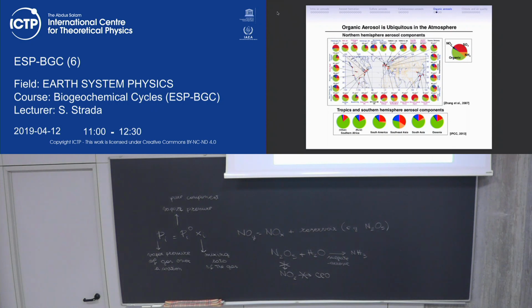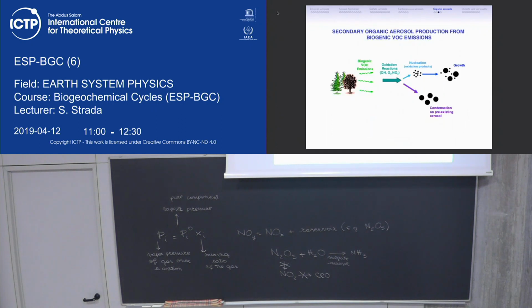Then it depends, of course, on the place where the measurement has been done, the fraction of this. For example, here over South America, you have a large fraction of these organic aerosols, while over Southeast Asia, the fraction is smaller and the sulfate dominates the total. Or, for example, over Southern Africa, you don't have a big difference between an urban and a rural environment. So then it depends really on the place where you are measuring the aerosol composition.